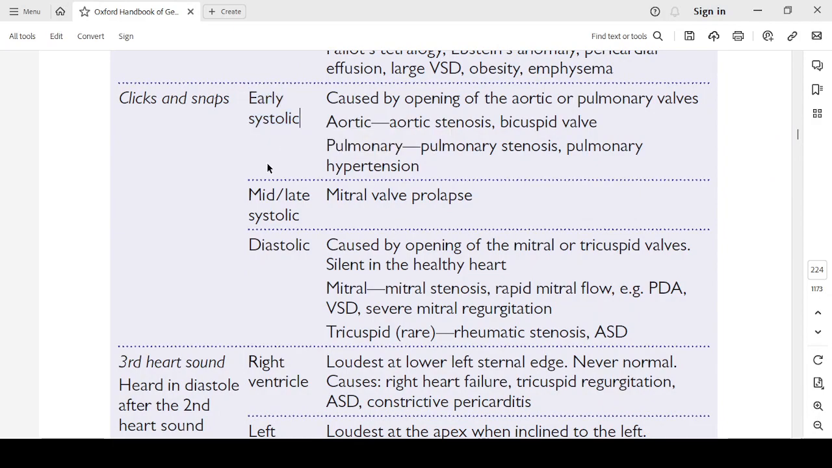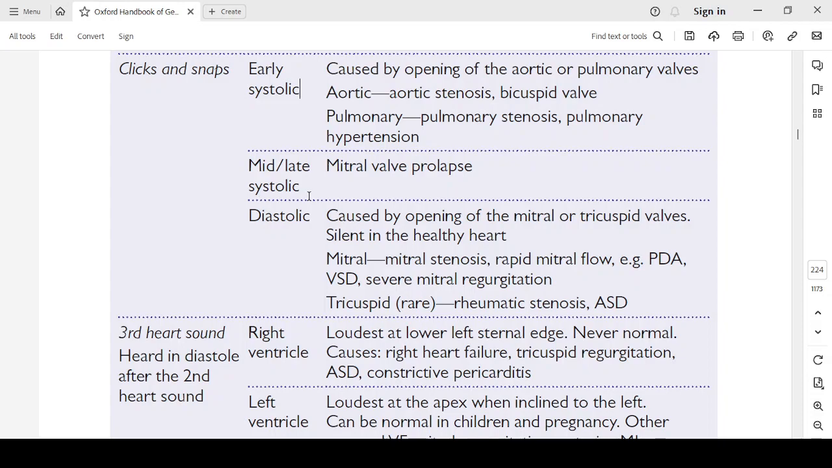Early systolic click is caused by opening of the aortic and pulmonary valves, like in aortic stenosis, bicuspid valve, pulmonary stenosis, pulmonary hypertension. Mid and late systolic clicks are seen in mitral valve prolapse.